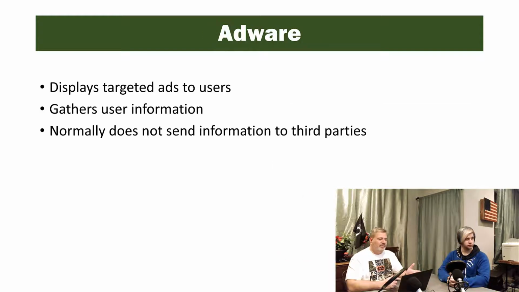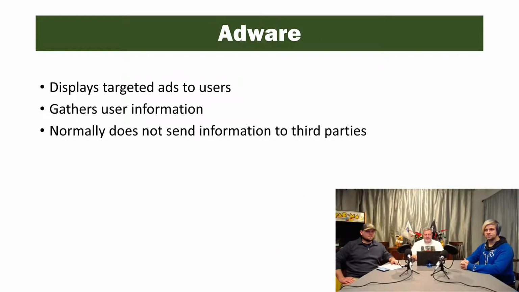Then on to Emily's favorite, adware. Adware is awesome, right? It displays targeted ads and gathers user information. One of the big differentiators that I've seen is that adware doesn't necessarily send information to third parties and spyware does, which I think that line's been blurred now. I think adware most of the time is going to send it off to someplace in the cloud. It's going to do all the number crunching and serve up those ads to you.